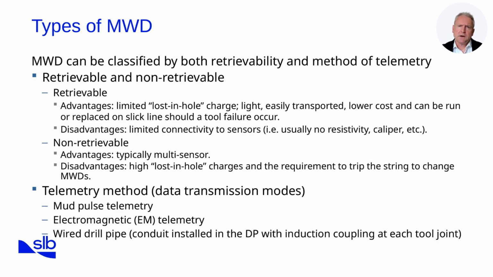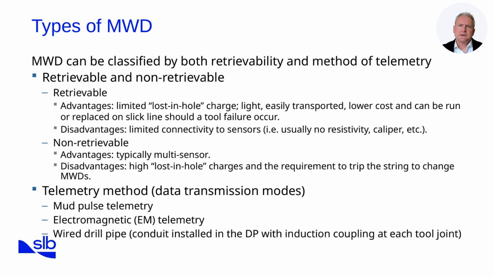There are several types of MWD tools, and understanding these categories helps us select the right tool for the job. One key classification is retrievability. Retrievable tools can be recovered and replaced without pulling the entire drill string, offering flexibility and reducing costs in case of failure. Their downside is limited connectivity to advanced sensors and a lower level of reliability. Non-retrievable tools, by contrast, offer multi-sensor capability, often including resistivity, caliper, and other advanced measurements, but require a full trip if a failure occurs, increasing costs and downtime.